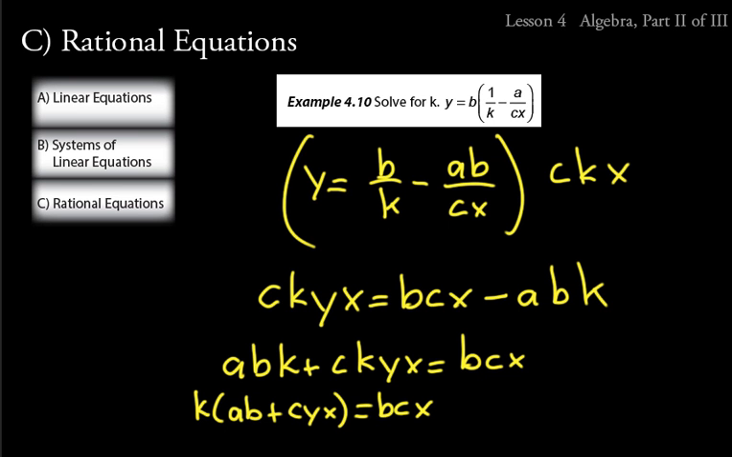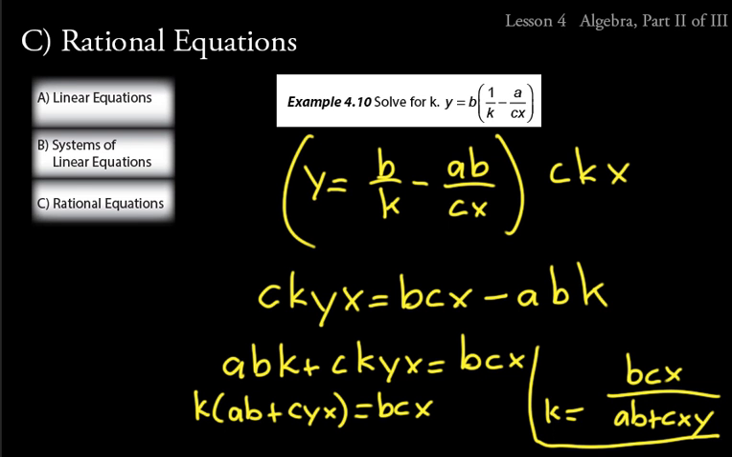So that means k is equal to bcx over ab plus cxy, just writing that in alphabetical order there. Now, does it matter if I have cxy plus ab or ab plus cxy in the denominator? No, it doesn't matter. Just like it doesn't matter if I had 2 plus 1 or 1 plus 2. That order doesn't matter. You need to recognize, though, if it was a multiple choice problem and the denominator had cxy plus ab and you had written ab plus cxy, that those are the same thing.